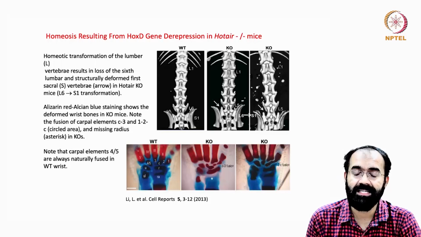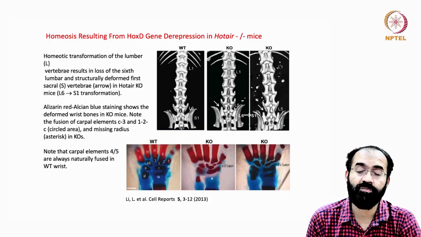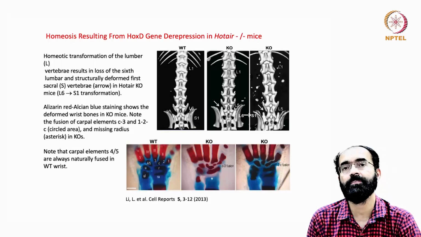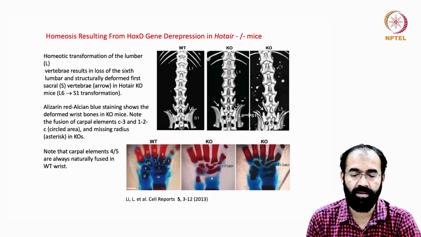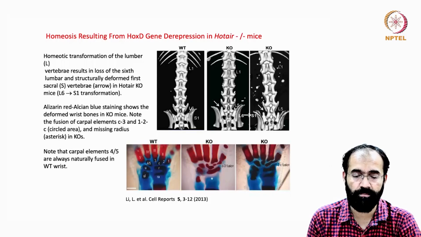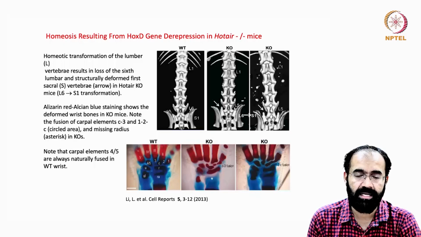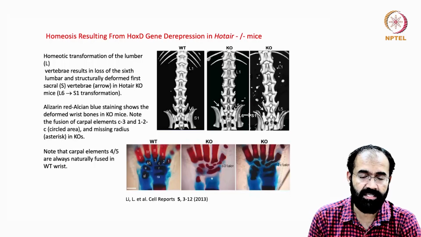So here you can see the sixth lumbar vertebrae is now appearing like the first sacral vertebrae. After lumbar vertebrae you have the sacral vertebrae coming, which is towards the bottom of the vertebral column, where this is your pelvic girdle region, what you are seeing here, where the legs are attached. In mice it will continue with the tail.